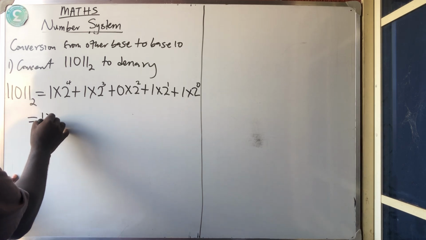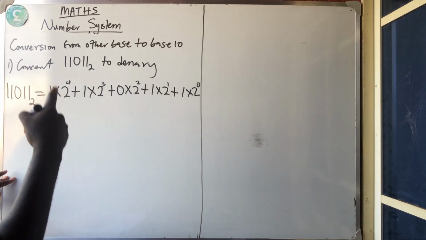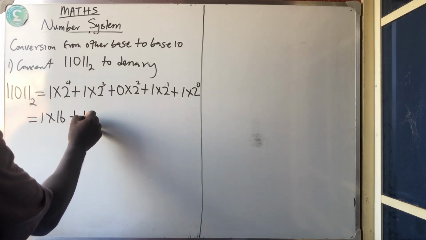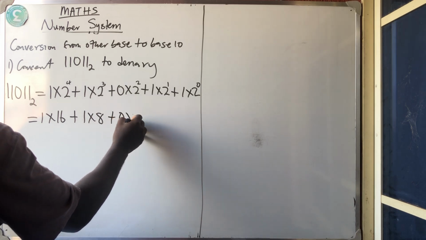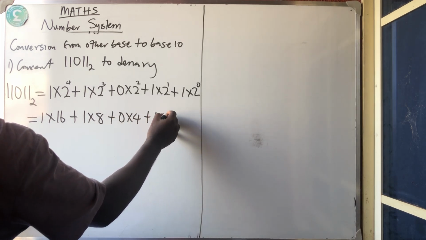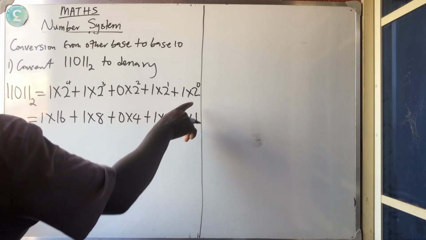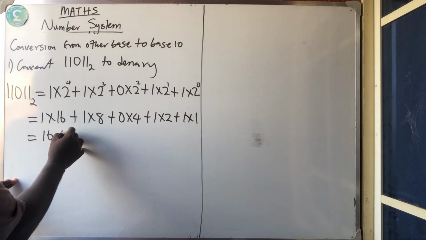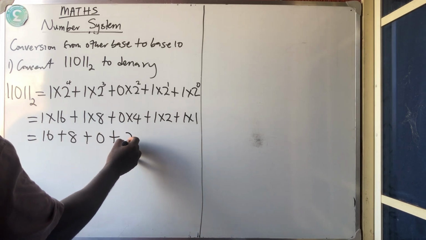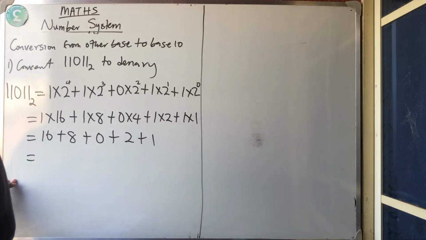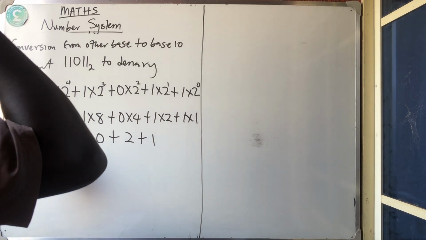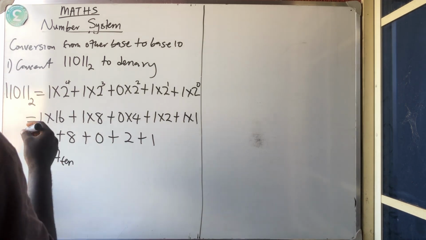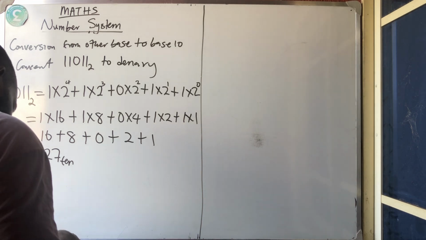The answer will now be 1 times 2 raised to power 4. It does not mean 2 times 4. It means 2 times 2 times 2 times 2, 4 places, which is 16, plus 1 times 8, plus 0 times 4, plus 1 times 2, plus 1 times 1, because anything raised to power 0 is 1. So my answer is 16 plus 8 plus 0 plus 2 plus 1. 16 plus 8 is 24, 25, 26, 27. So it's 27 in base 10. As simple as that.